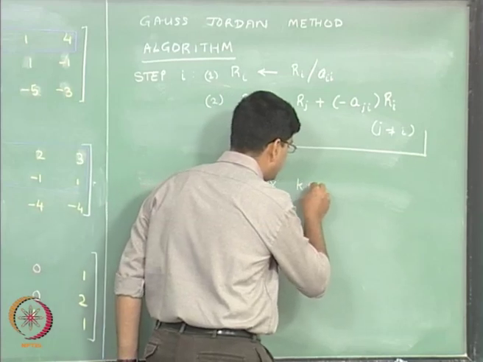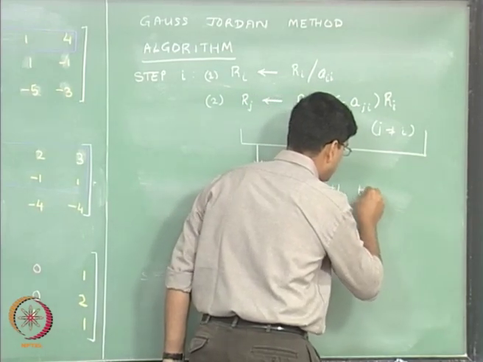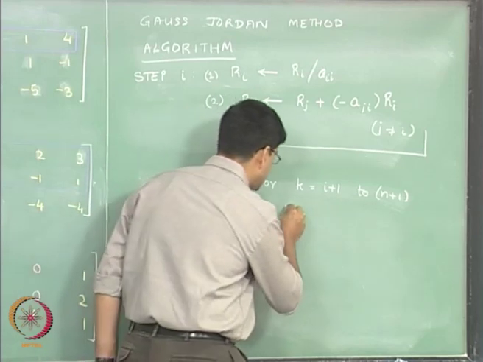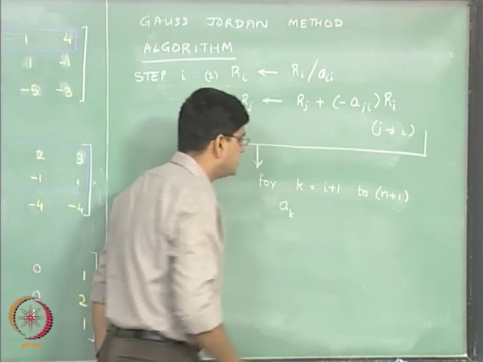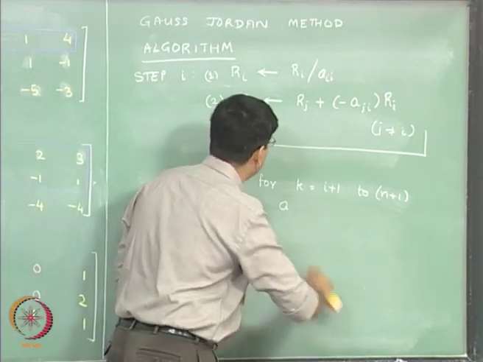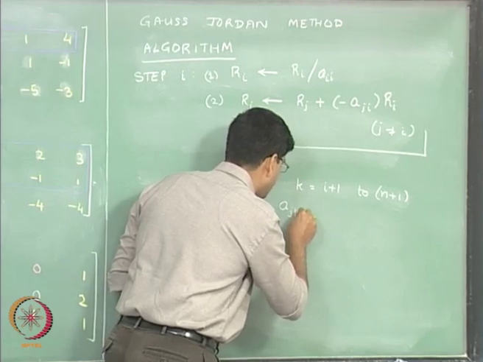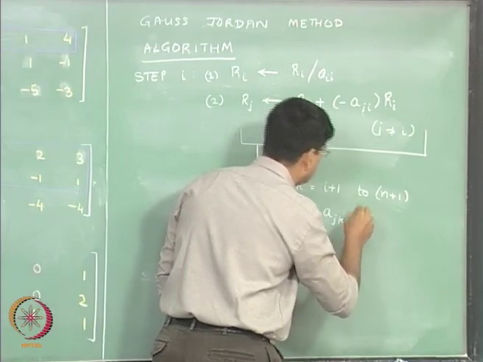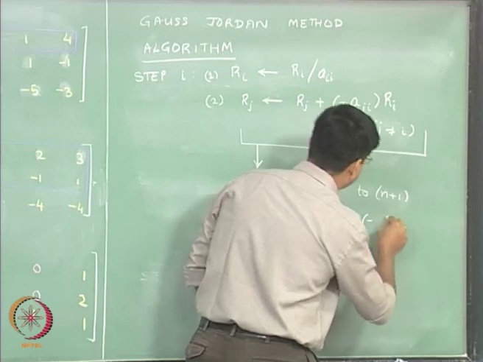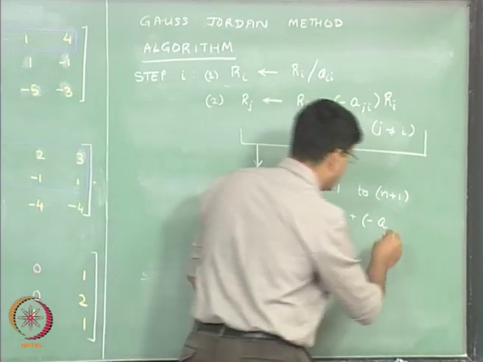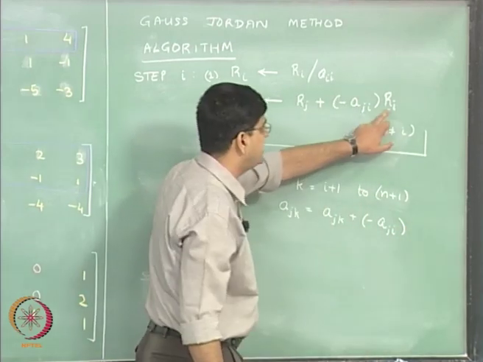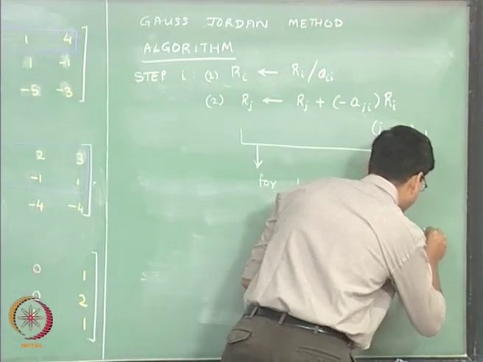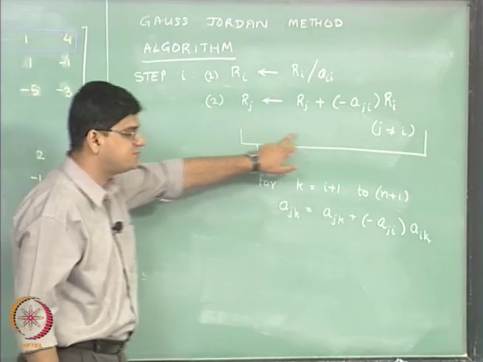So for k equal to i plus 1 to n plus 1, what we are going to do is Ajk, because we are doing the jth row, kth column, A is going to be equal to that particular element, jth row kth column A, plus negative Aji, multiplied by the kth element in the ith row, which is going to be Aik. Okay. So this is what this particular step expands into.